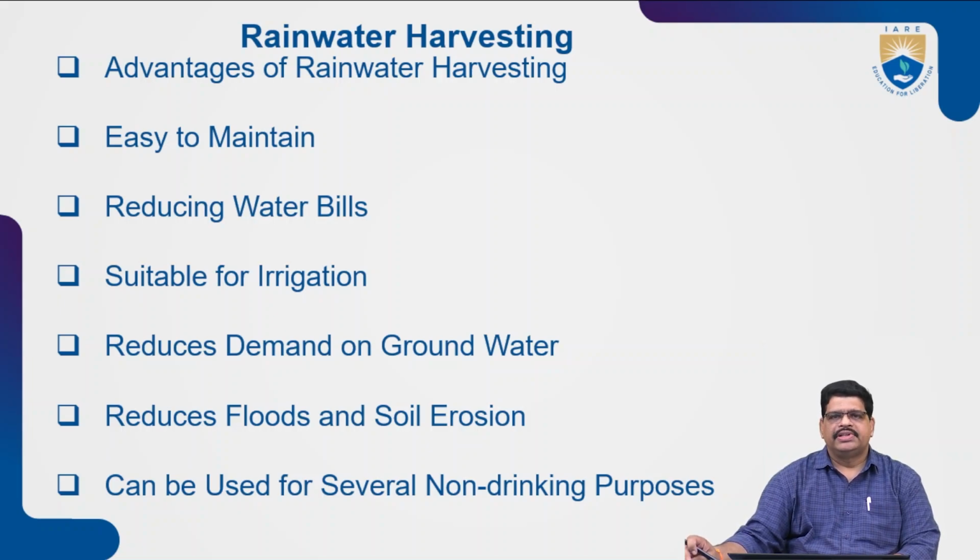Next, suitable for irrigation. The stored water can be used for irrigation purposes, and it also reduces the demand on the groundwater. Why? Because, as I told, harvesting techniques can be used for storing the water, and automatically the groundwater will also increase. Demand on groundwater means we require more water in the summer. By applying artificial recharge techniques, the groundwater levels also increase.